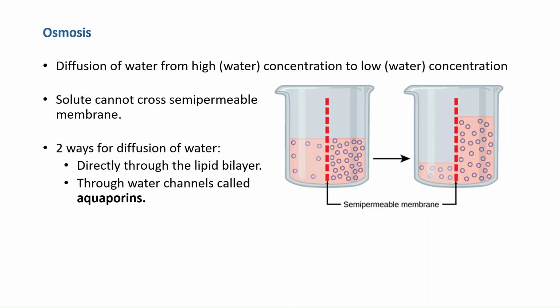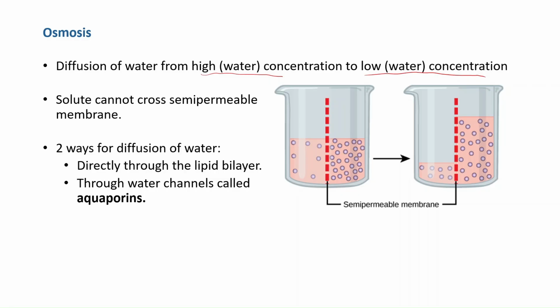Osmosis. Osmosis is when water is going to diffuse. Up until now, we were talking about the molecules dissolving in the water, but now we're going to be looking at the water itself. And it's going to diffuse from high water concentration to low water concentration, because that's what diffusion is.